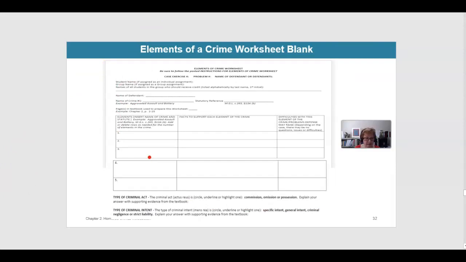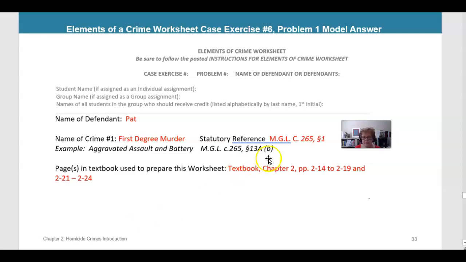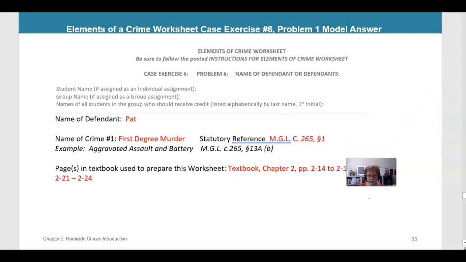I have done that, and the elements of the crime worksheet and the step-by-step analysis are embedded in each case exercise in Chapter 2. So once you've clicked on the case exercise in the modules, you will find all the materials you need, including the elements of a crime worksheet, which will be blank as it is here. So moving on, I'm moving to the completed elements of a crime worksheet.